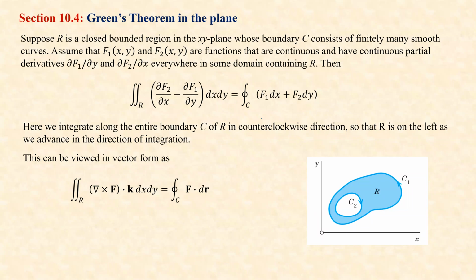This theorem can be viewed as this. You see that if you look at this quantity, you can realize that this is the third component, the Z component, of the curl of F, that you can write as curl of F dot K. So that's the curl of F dot K. On the other side, you have the line integral over the boundary of R. So this is the vector form.